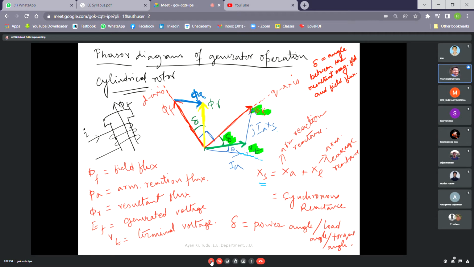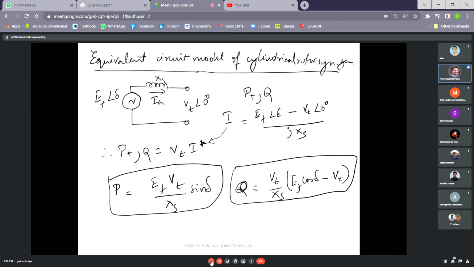So what we can do now, since we have drawn the phasor diagram, we can then find the equivalent circuit model of the cylindrical rotor synchronous generator also. So this is the equivalent circuit model of the cylindrical rotor synchronous generator. Please again note that we have assumed that the synchronous generator is connected to an infinite bus, and that's why the VT is having a value of VT angle 0 degree. So the synchronous generator is connected to an infinite bus. So EF is our no load induced EMF. As you can see, EF angle delta is, this is our excess.